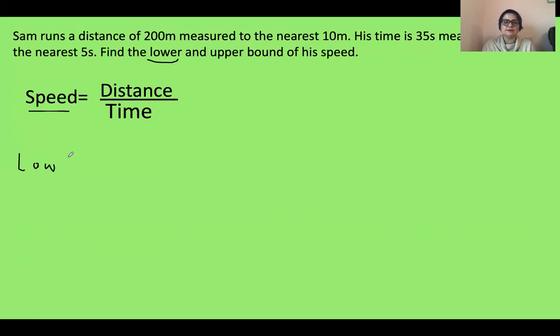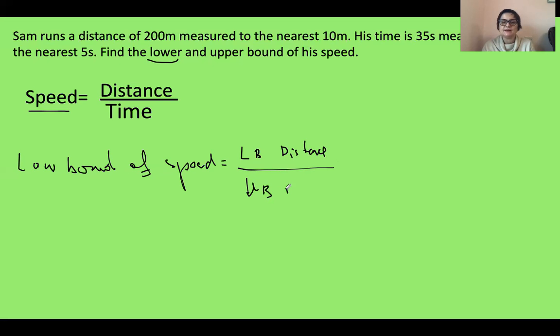Lower bound of the speed. So you are going to need a lower bound of the distance. Okay, distance over upper bound of the time to get the lowest bound of the fraction, of the division. So lowest bound of the distance.